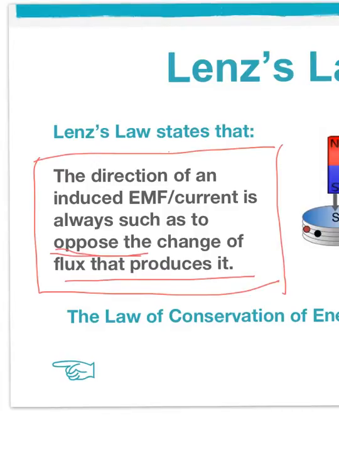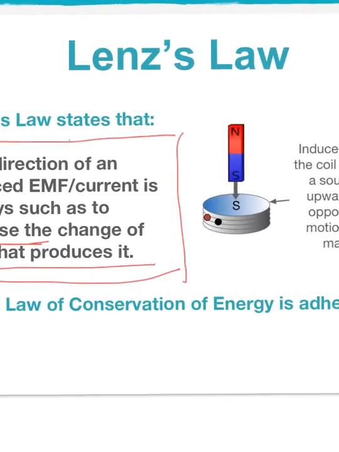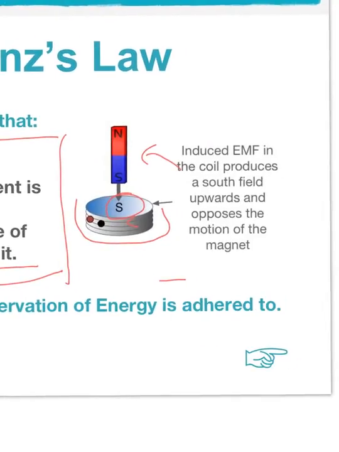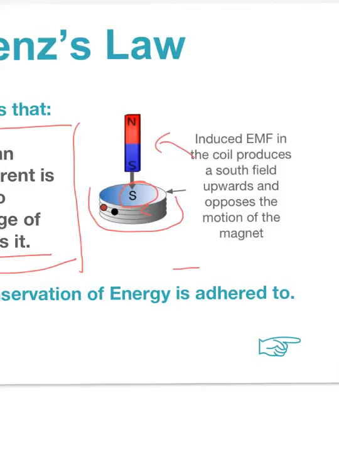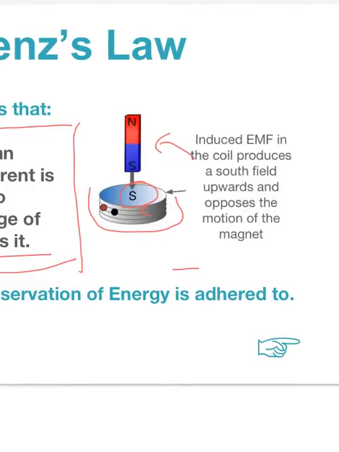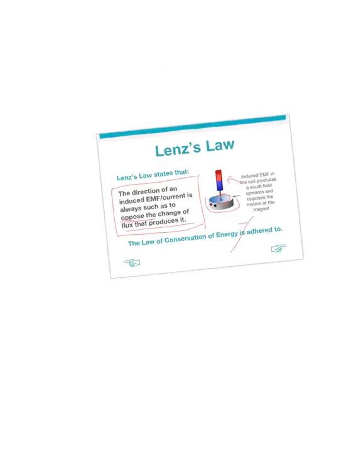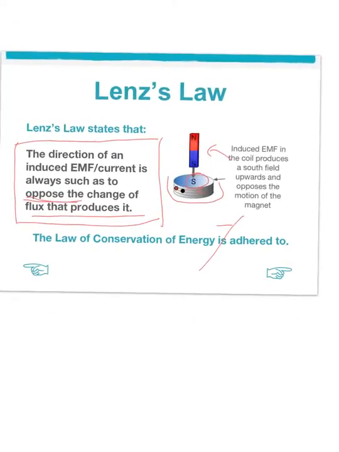So if we go back to this example, the current in the wire is such that it produces a pole in the magnet around the coil that will repel the falling magnet. So an induced EMF produces a south field upwards and opposes the motion of the magnet. Okay, and this ensures that the law of conservation of energy is adhered to.